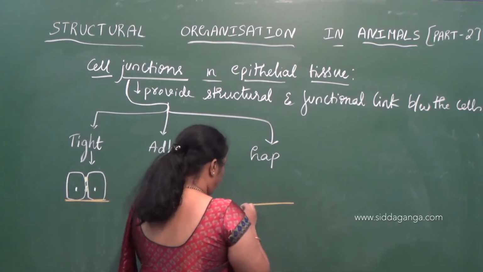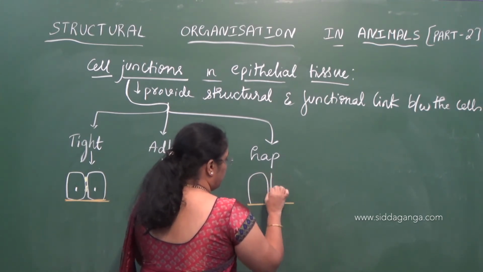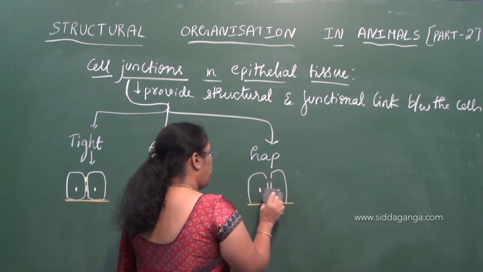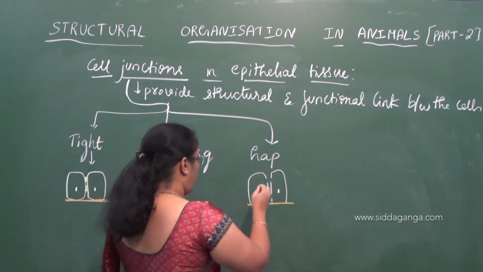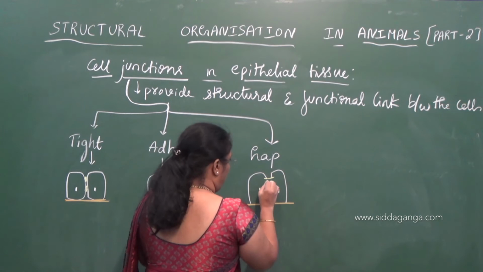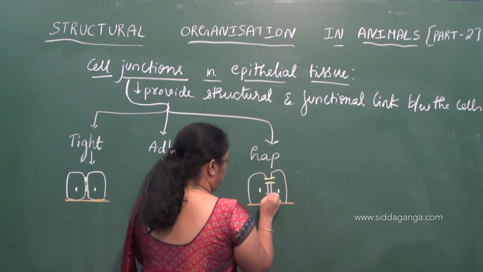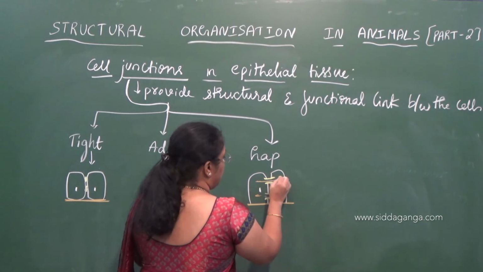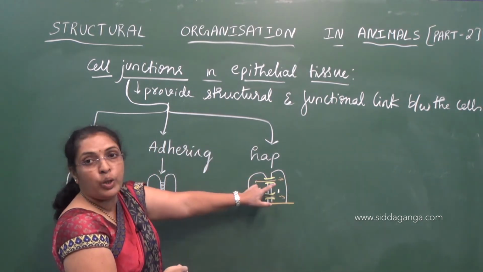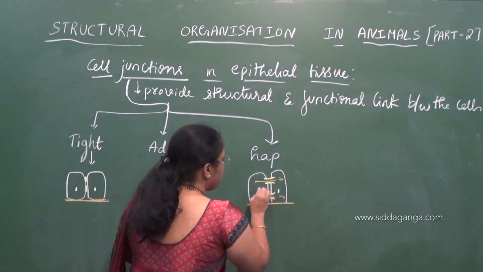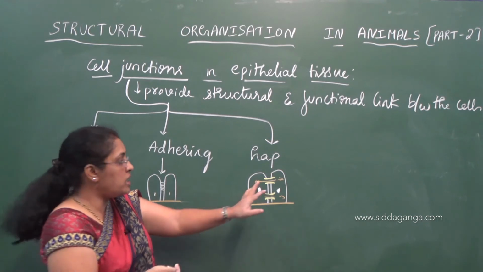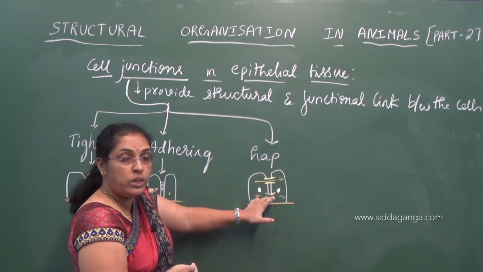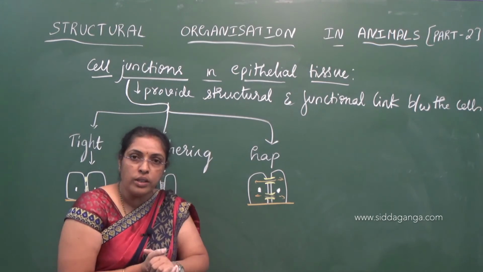Whereas in gap junction, we see a cytoplasmic connection between two cells. So that allows the movement of substances between the cells. There is a connection between two cells that helps in exchange of substances. Exchange of simple ions or soluble substances occurs between two cells in gap junctions. Understood? They will ask this for 3 marks.